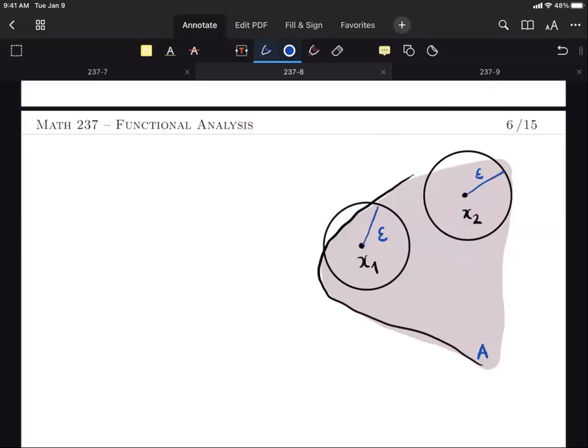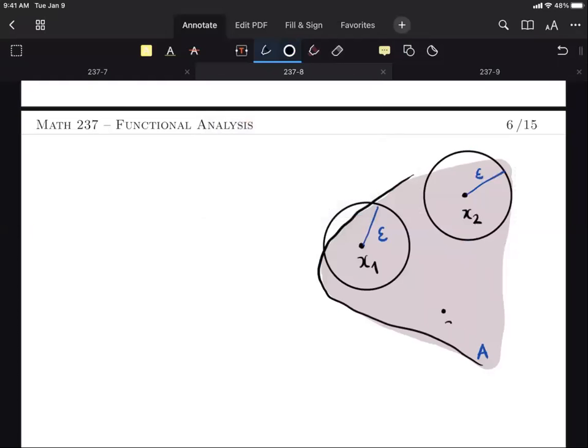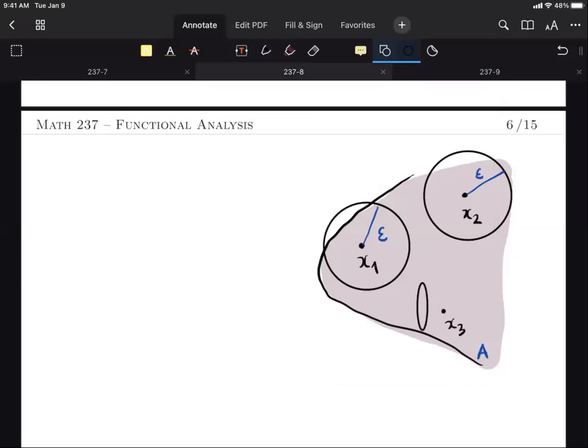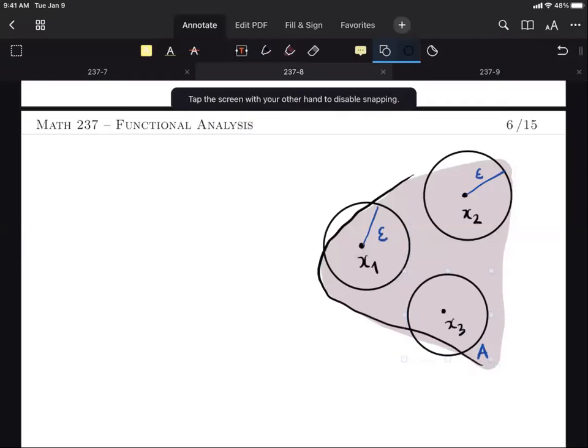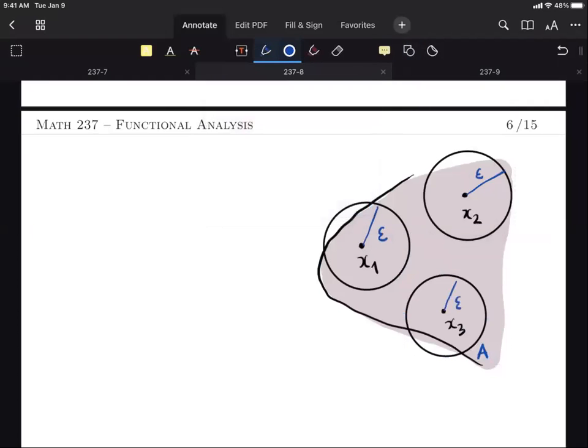Since A cannot be covered by finitely many balls, there must be another element of A that is outside these two balls. So again, you end up with another point, let's say x3, and then constructing this ball at x3 having radius epsilon. And you see, you continue the process inductively.